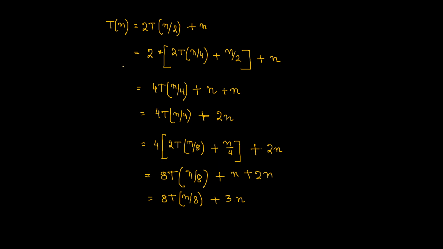So just try to realize this point, this point, this point. I hope you can predict the next one. What will I get? I will get 16T(n/16) plus 4n. Why am I writing this? Because we are getting a pattern from this case. From these three, I have predicted this one, considering a pattern. Let's write the pattern first.